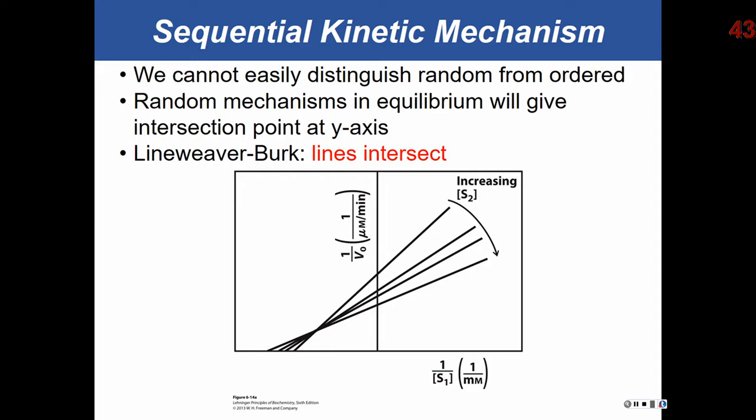So when we talk about sequential kinetic mechanisms, they're really hard to distinguish from random ordered. So random mechanisms in equilibrium give an intersection point on the y-axis. So remember x, y. The Lineweaver-Burk plot is what you're looking at right now, and the lines all intersect. So that indicates you've got a sequential mechanism when those conditions happen if you're looking at a Lineweaver-Burk plot.